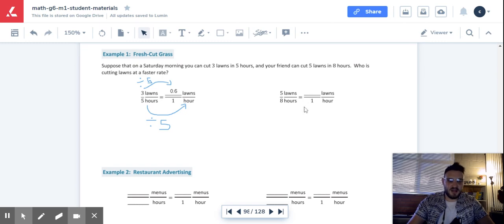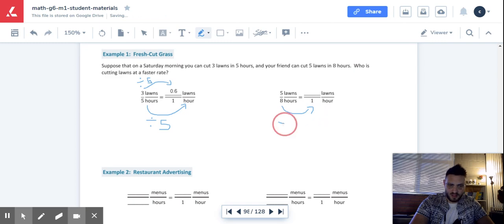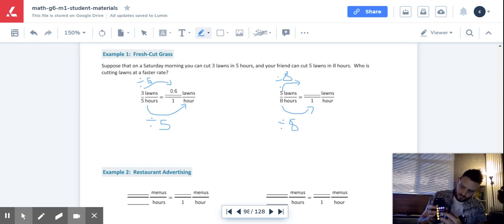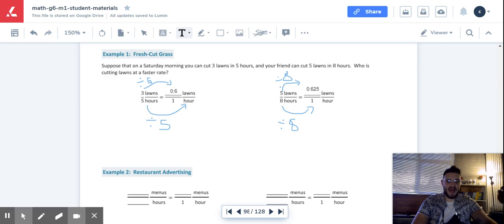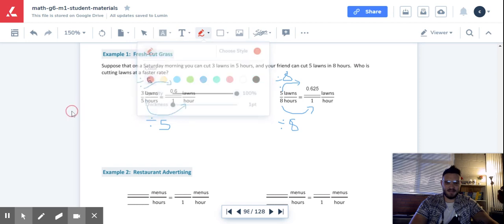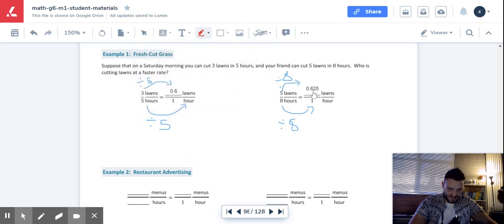He cuts 5 lawns in 8 hours. Well, we're trying to figure out how much it'll take him to get to 1 hour. So we're going to scale down. You divide by 8, so you divide the top by 8 also, scale it down. So then on our calculator, 5 divided by 8 is equal to 0.625. So who's faster? Well, to me, it's obvious that the guy who can cut 0.6 is faster instead of 0.625. So he takes a little bit longer. So he is faster, okay?